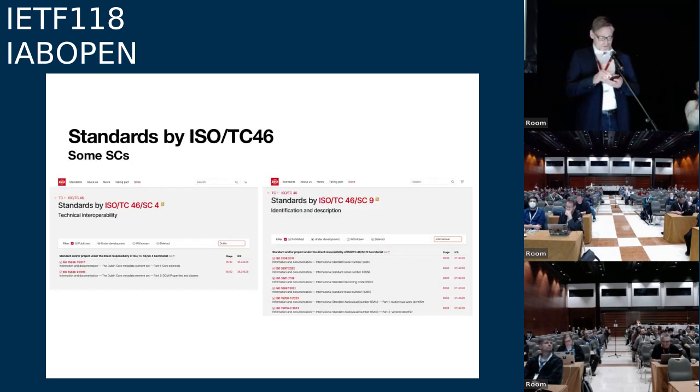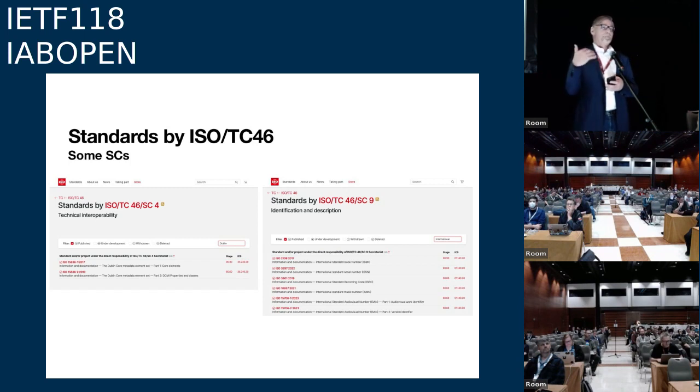There are a couple of standards in there that people here might remember. The Dublin Core, for example, which was very much a topic in the IETF like 30 years ago, when we had not only URIs, but also URAs and URCs and things like that. And I'm pretty sure that Sam will remember, which is in one subcommittee, subcommittee four, and there are a lot of other standards that are done there.